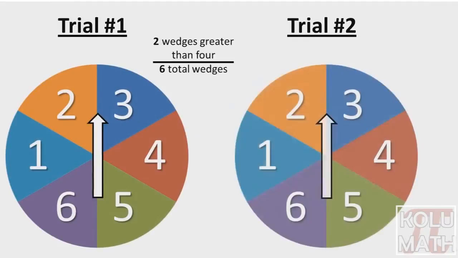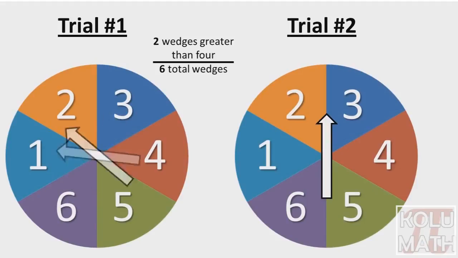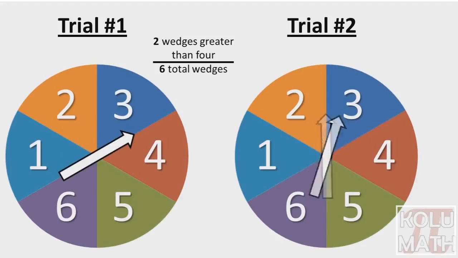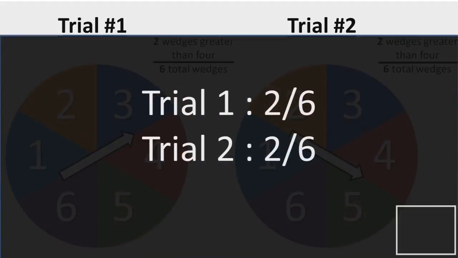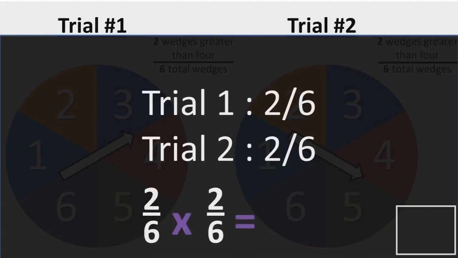The spinner used in the second trial is exactly the same as the spinner used in the first trial. No matter how many times you spin it, it will always have the same number of outcomes. That 2 wedges greater than the number 4 out of 6 total wedges is the same probability we have for the second trial. So, as you'd probably expect, we take the 2 fractions and we multiply them together. And this would be true if we did 3 trials, 5 trials, or 100 trials. 2 over 6 times 2 over 6 gives us 4 over 36, which we can reduce to 1 over 9.